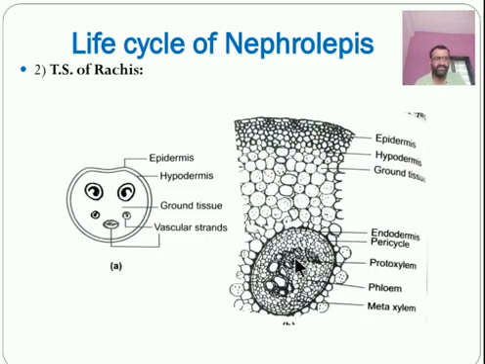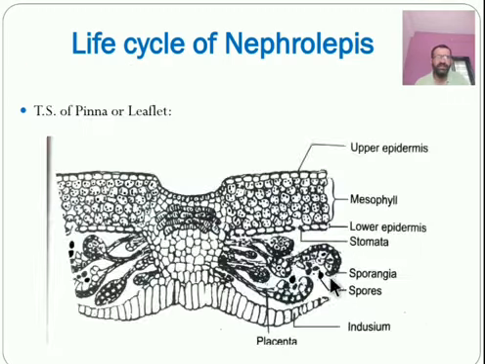The xylem is C-shaped, or comma-shaped, and consists of tracheids and xylem parenchyma. Vessels are absent here. Phloem is made up of sieve cells and phloem parenchyma, and sieve tubes and companion cells are mostly absent here. Okay, this is about the TS of the rachis, the section of the rachis.